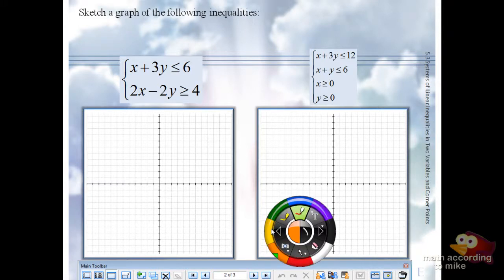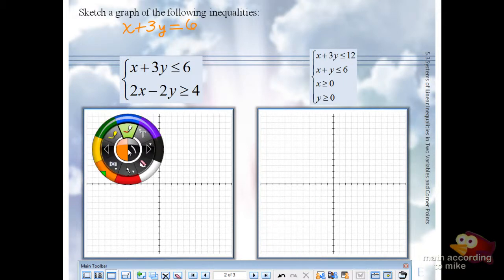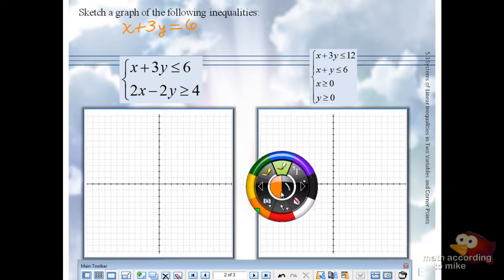So the first one, we're going to graph the associated line x plus 3y equals 6. Remember, the fastest way, in my opinion, to do this is by x and y-intercepts. An x-intercept occurs when y equals 0. If y equals 0, there goes the 3y term. So what would that mean x is equal to? 6. So along the x-axis, we're going to put a dot at 6.